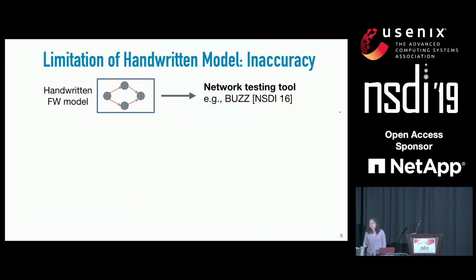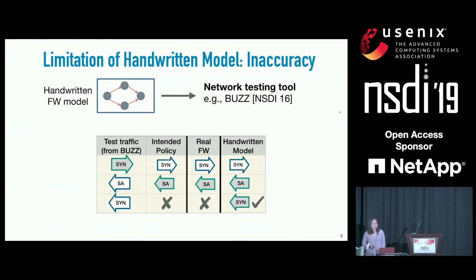First, they're likely to be very inaccurate, affecting the result of testing and verification tools. So suppose I'm the network operator, and I want to check whether my policy is implemented correctly using a testing tool called Buzz. In this specific example, Buzz takes a handwritten firewall model as an input. In running Buzz, surprisingly, we found that the tool flagged that the policy is violated, as the output of the handwritten model did not match that of the real firewall.